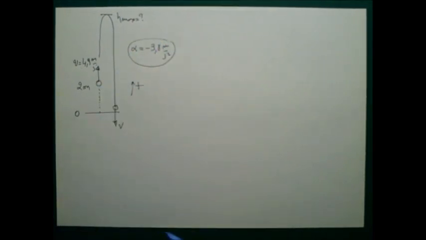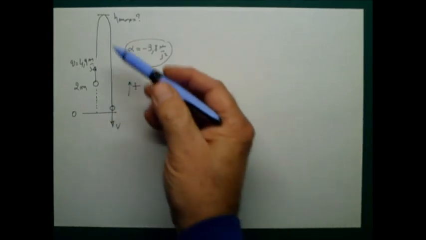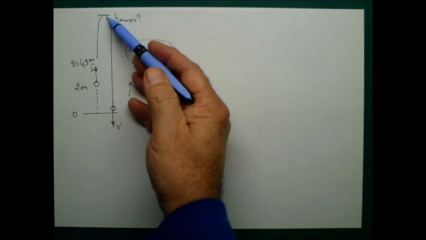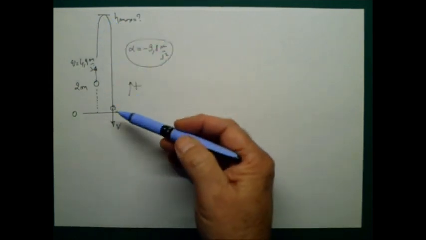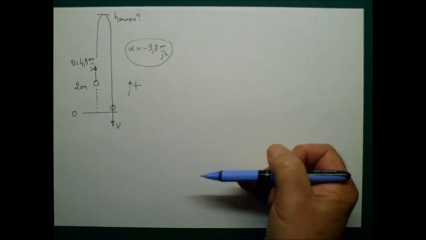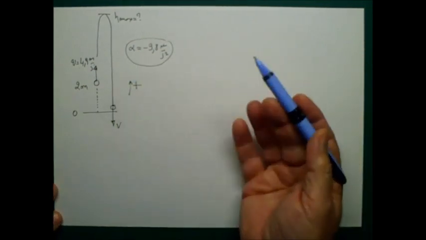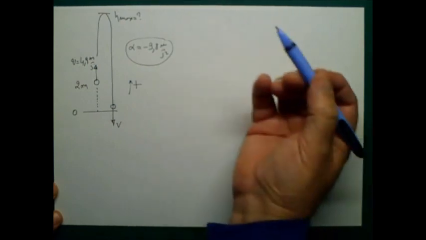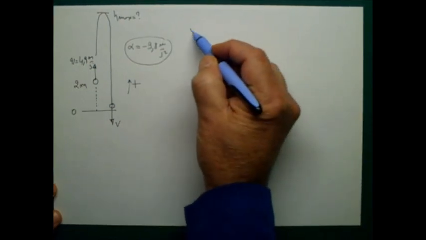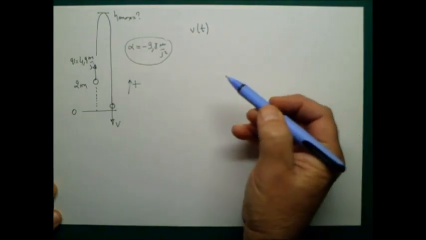What we have to find is the maximum height reached by the stone and the speed with which it hits the ground. Alright, let's solve the problem. First of all, we have to find the equations for velocity with respect to time and displacement with respect to time.